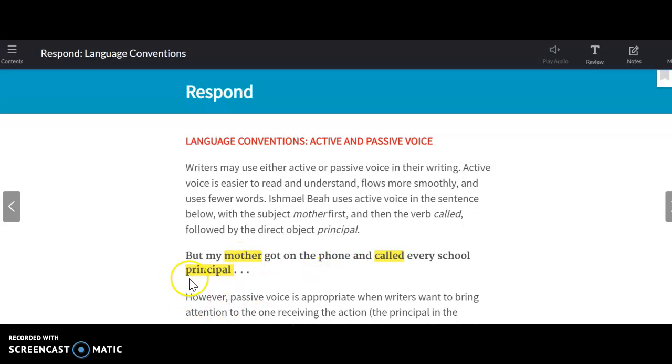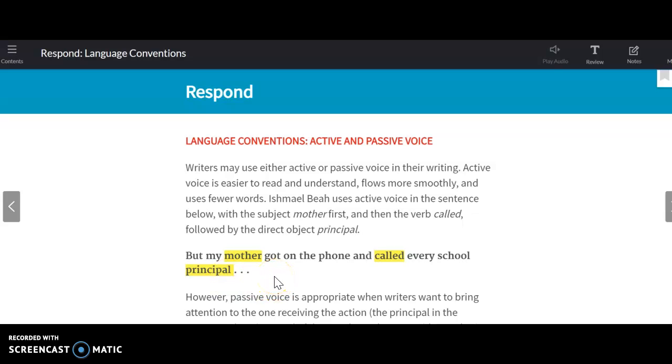And then who did they call? They called the principal. So the principal here is the direct object. We haven't learned about direct object, but direct object is very straightforward. You take the subject and the predicate, say them together, and ask who or what. So mother called who, or mother called what? And the answer is your direct object. So mother called who? Mother called the principal.